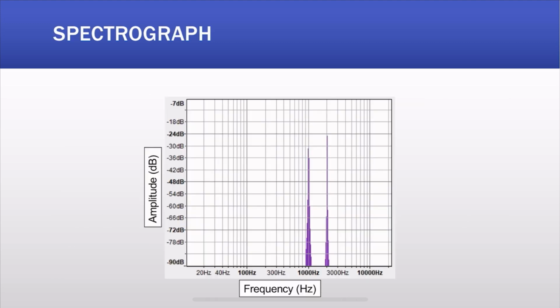So what is a spectrograph? When you acquire a sound signal and perform FFT, you're going to get a spectrograph. The y-axis is the sound pressure level. In this case, it's the dB full scale, but it can also be the dBA scale. And the x-axis is the frequency. It spans from 20 to 20 kilohertz because that is the human audible range. And here we can see some spectral lines at 1 kilohertz and 2 kilohertz.